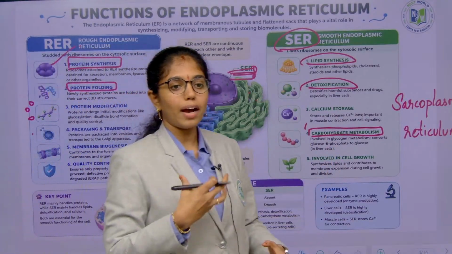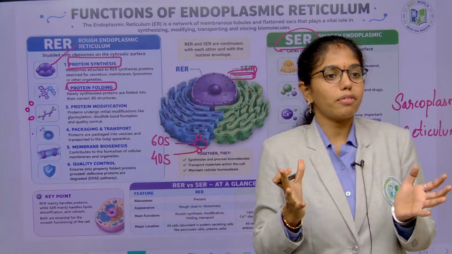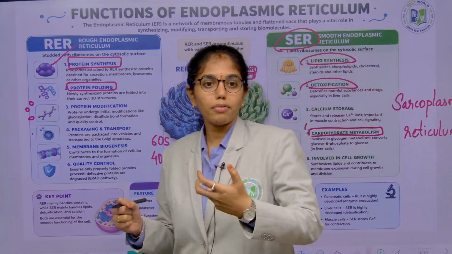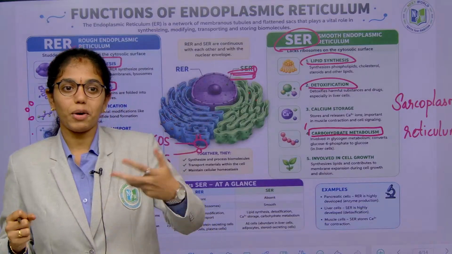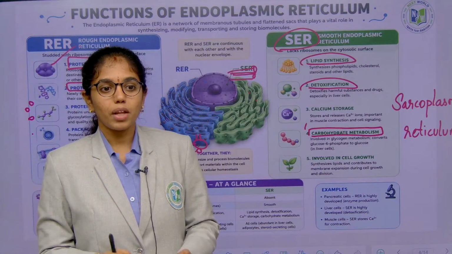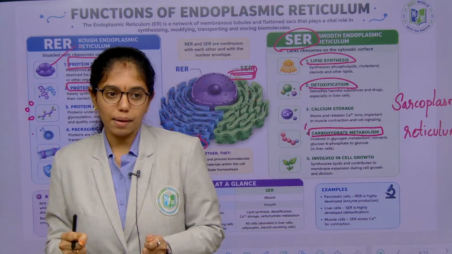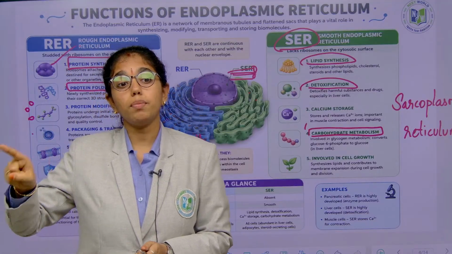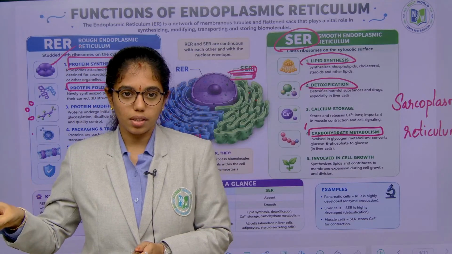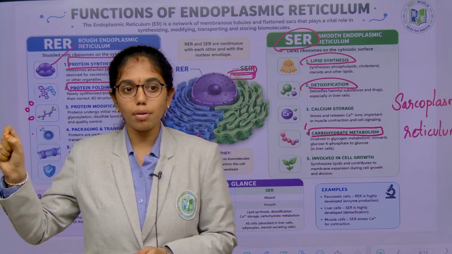For example, you ate so much good food, whatever food you like, might be sweets or biryani, or whatever you want. Now your cells are equipped with so much carbs. That carbs will be stored in the form of glycogen. Glucose should be converted to glycogen.